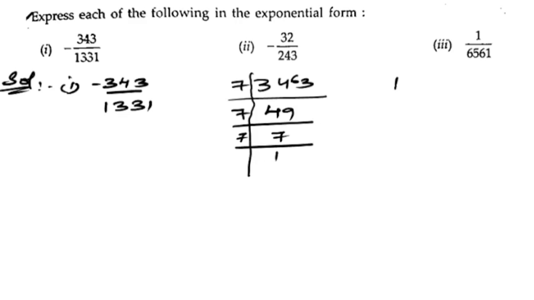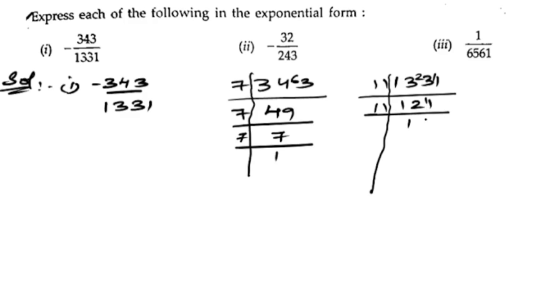Now let us take 1331. This number, we know that it is divisible by 11. So we can write 11 ones are 11. So 2 left. 11 twos are 22. 1 left. 11 ones are 11. 1 left. 11 ones are 11. So we got 3 elevens.